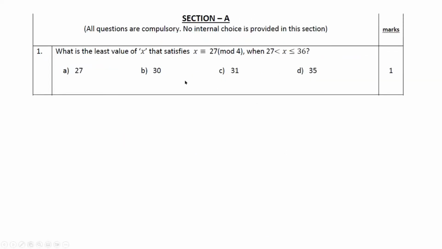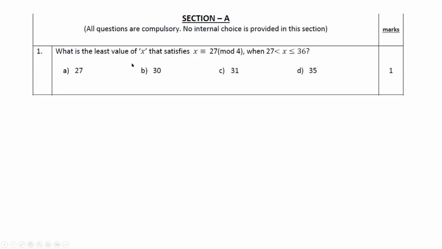And now let us solve the questions from section A. In section A, all questions are compulsory. No internal choice is provided in this section and all questions are of MCQ type. We have to choose one correct answer in each question.